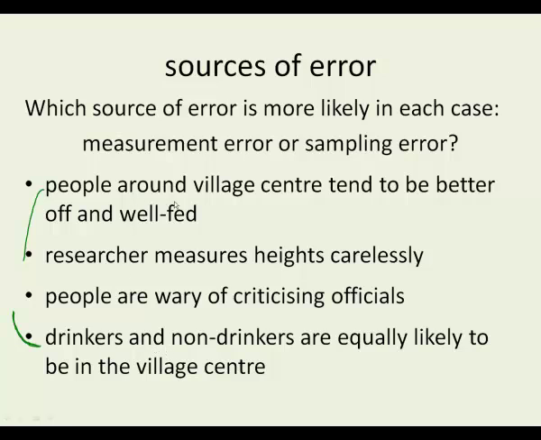Here it's not a question of luck, because the people around the village centre are on average better off and well fed. Your sampling technique is wrong here. You shouldn't be just sampling people around the village centre. So here you're going to be led astray. Here you'll be led astray only by bad luck, but it's not really your fault. So in those first two, it's the sampling. Those are sampling errors. Whereas here, these are measurement errors.